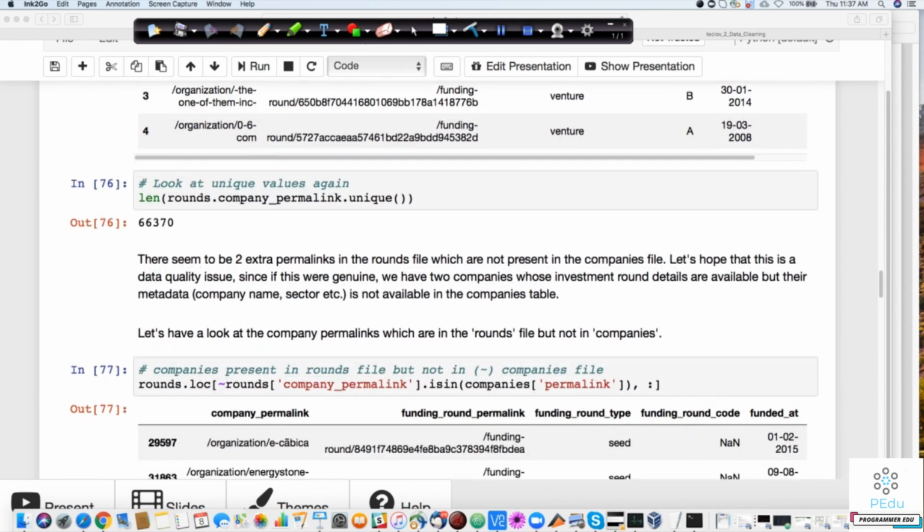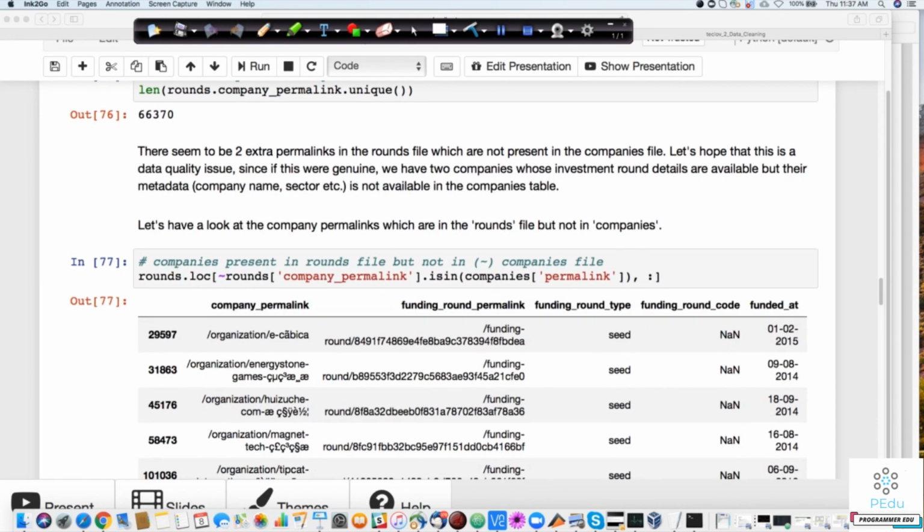Let's explore that. We have written a code for it, and you can see here what we are doing. We are looking at all the rounds company permalink, and then we have put a not. Basically, we want to find out the companies which are present in rounds but not in my companies. So when we do this, we saw this sort of output.